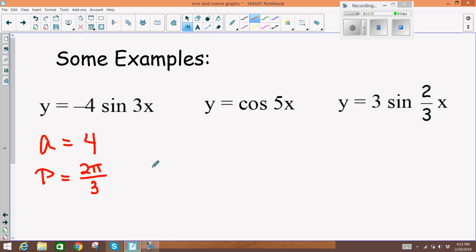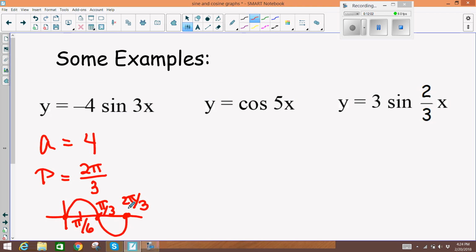So this graph, rather than taking 2 pi to repeat, it's just going to need to go 2 pi over 3. So I'm going to show you what this graph looks like. I'm going to begin at 0, 0 because it's a sine graph, and I'm going to go up 4, and I'm going to go down 4, and then I'm going to stop here. And this point here is going to be 2 pi over 3. This is going to be halfway to the end, which is just pi over 3. And this is going to be halfway between 0 and pi over 3, so that's going to be pi over 6.